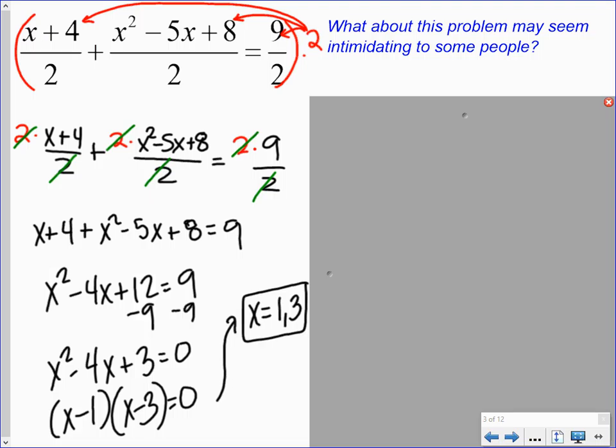Remember, I should plug these back in to see if they make any of my denominators equal 0, but this problem is probably easier than all the ones we'll be doing today, because in the denominator it's all 2. So does it make any of my denominators equal 0? No, they're both solutions. They both work.